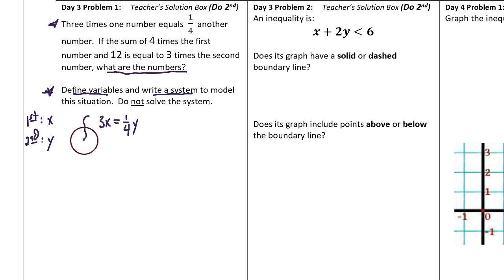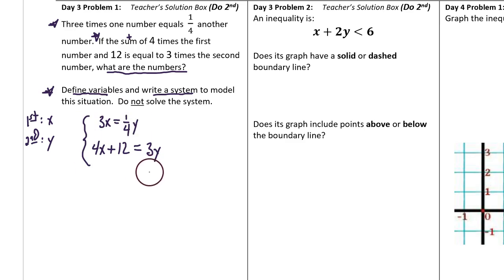Now right underneath that, let's create another equation using the next sentence in the paragraph. The sum, that means to add, of 4 times the first number and 12. So 4 times the first number and 12. Here's our sum. It says is equal to 3 times the second number. That's the expression 3y. So this algebra expression fits that second clue in the paragraph. We're told we do not have to solve the system. So here is the answer to problem 1.